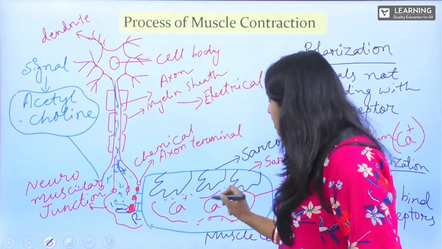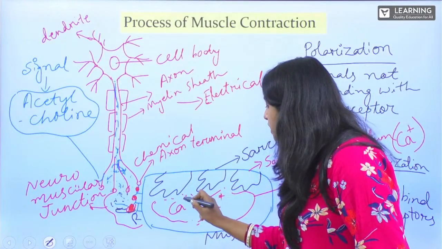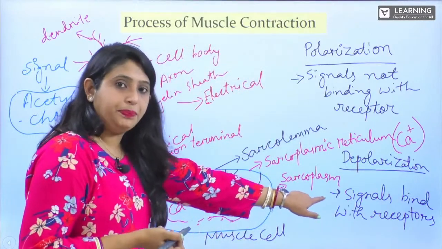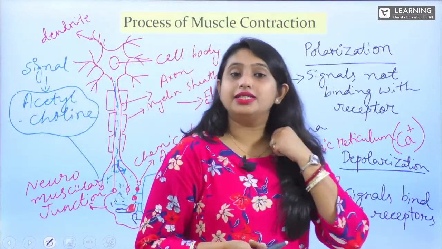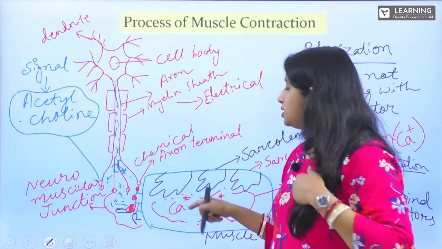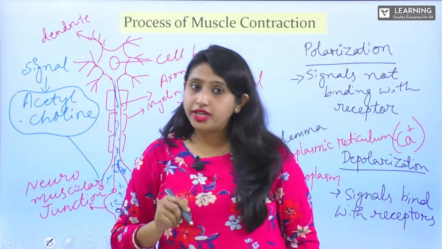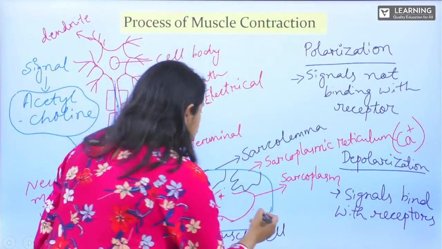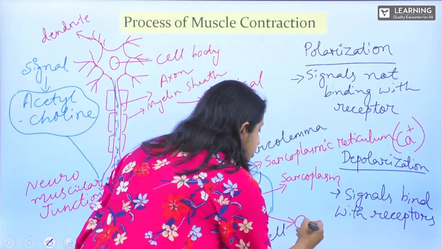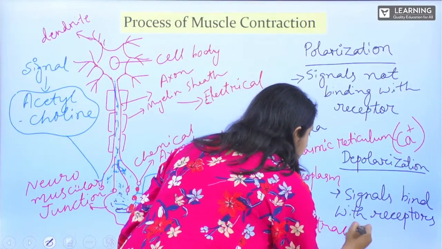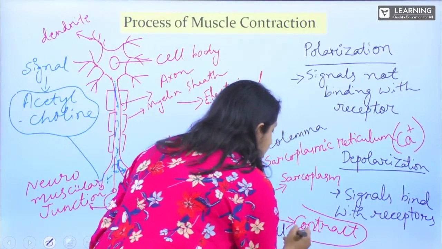Released to the cytoplasm. What is the name of the cytoplasm of a muscle cell? That is sarcoplasm. The calcium ions are released in the sarcoplasm. This is how the contraction takes place. Because of which the muscle cell contracts. Okay, that is how the contraction takes place.